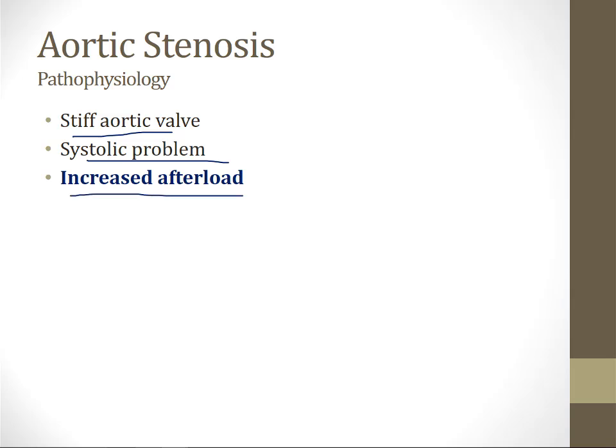Just like I told you before, normally the left ventricle only needs to increase the blood pressure inside the chamber to about 120 millimeters to open the valve. In the case of aortic stenosis, it has to generate a much higher pressure to open the aortic valve. Sometimes the pressure inside the chamber can be as high as 200 millimeters or more in systole. That's a tremendous increase in afterload on the left ventricle, and that will increase the myocardial oxygen demand.